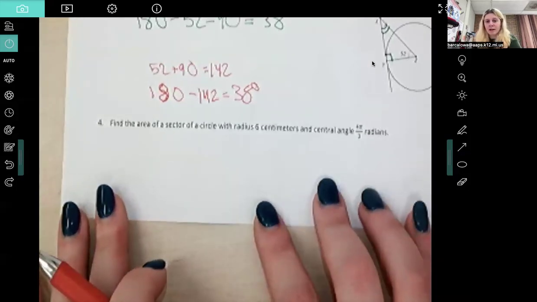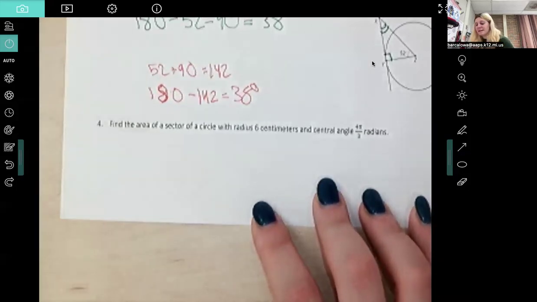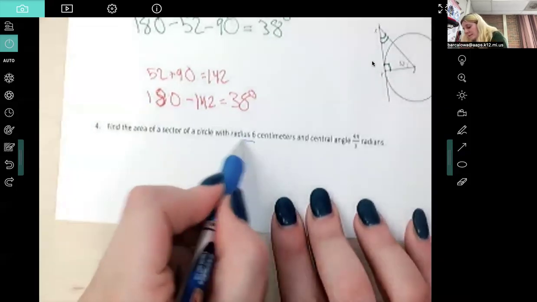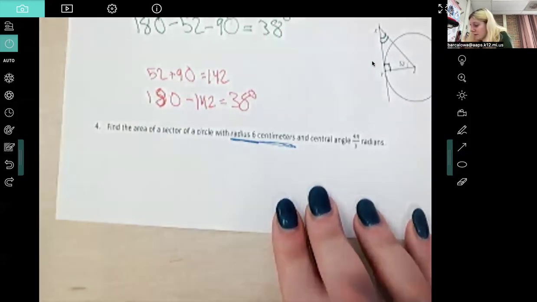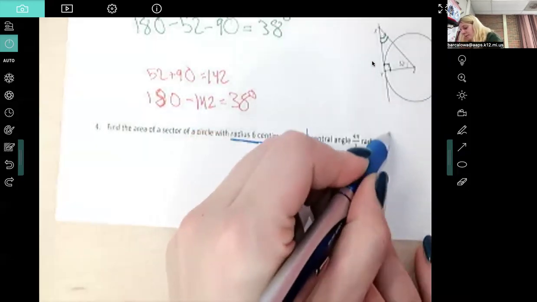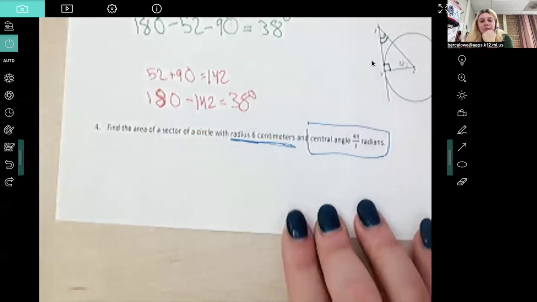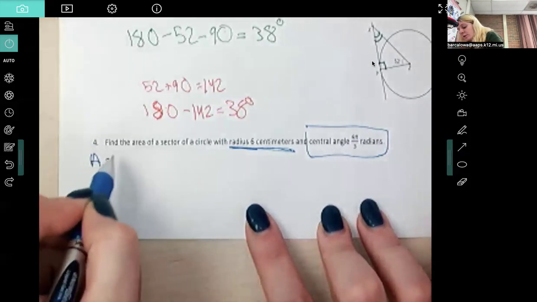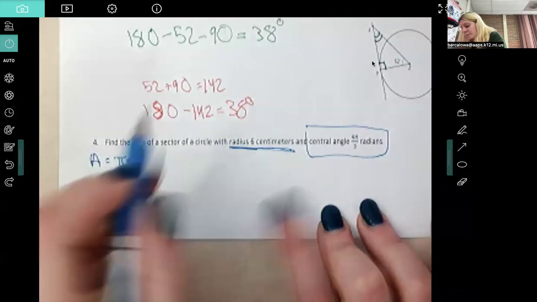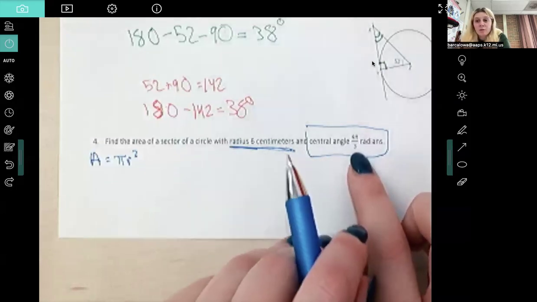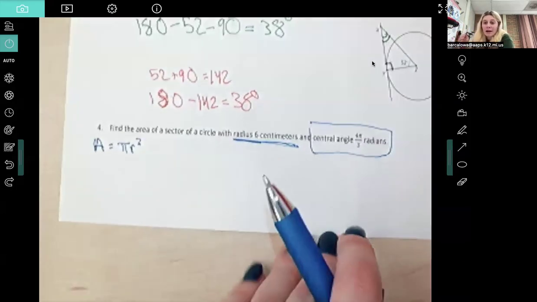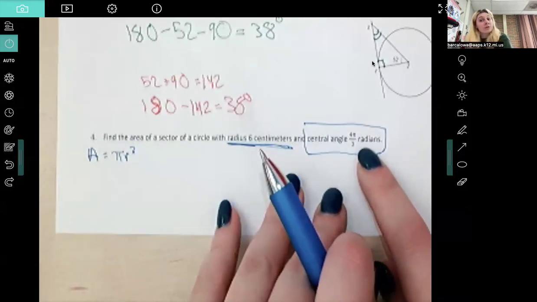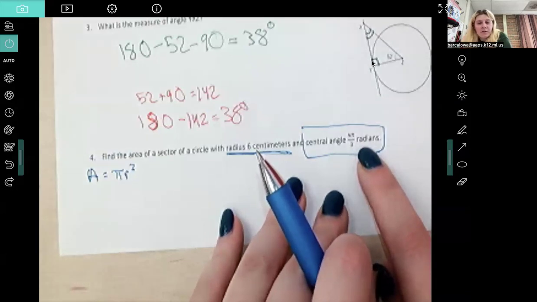All right. Find the area of a sector of a circle. So that's like our pizza slice, with a radius of 6 centimeters. Don't forget your units. And a central angle of 4 pi over 3 radians. So the area of a whole circle is pi r squared, but this is just part of the circle. So what you've got to think about is the part out of the whole circle. How many radians is the whole circle? In degrees, a whole circle is 360. What about in radians?